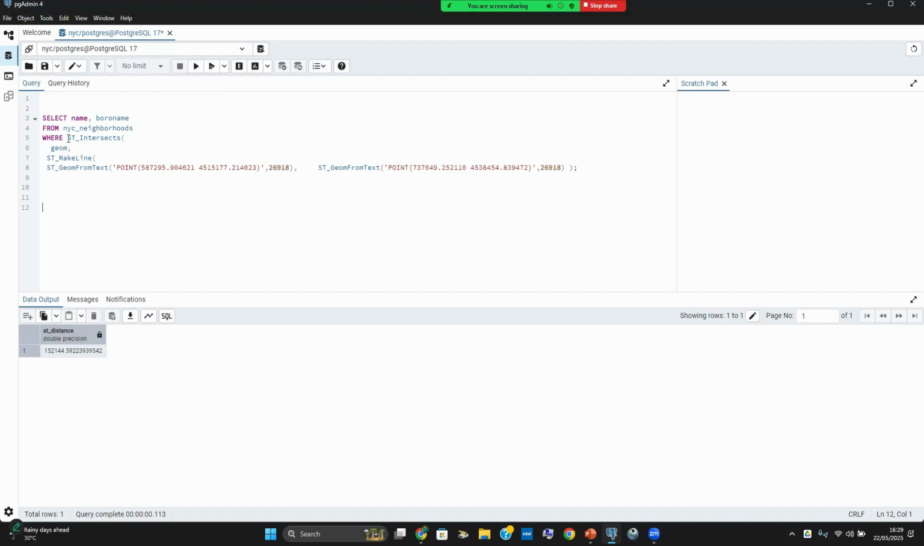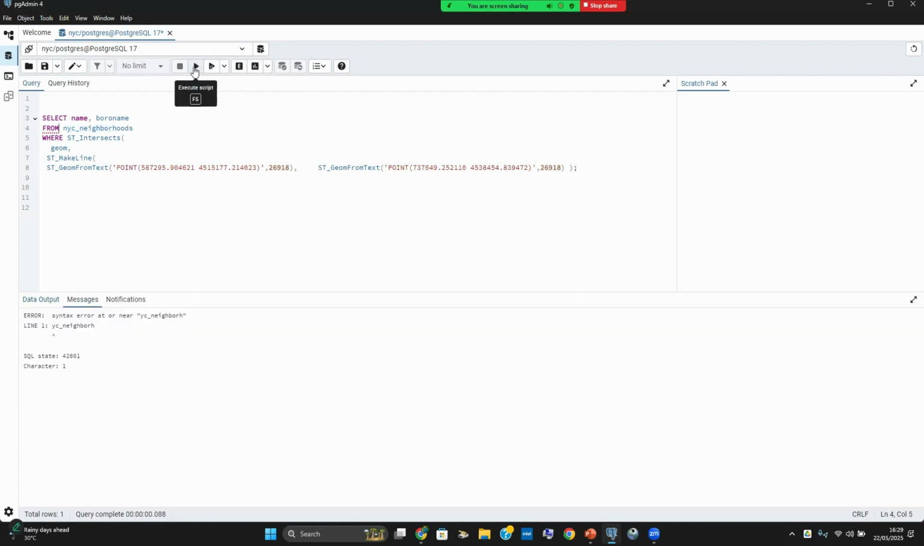You're looking at where the line between these 2 points intersects with the neighborhoods, and we are looking here. Whoops, something is missing there.